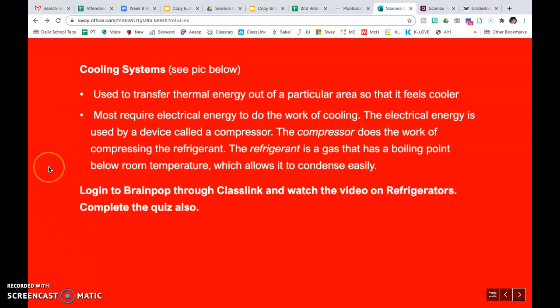Cooling system. Have you ever thought about how your refrigerator works? Well, basically, it's used to transfer the thermal energy out of the refrigerator so that it feels cooler. Most require electrical energy to do the work of cooling. The electrical energy is used by a device called the compressor. The compressor does the work of compressing the refrigerant. And a refrigerant is a gas that has a boiling point below room temperature. So this allows it to condense easily.